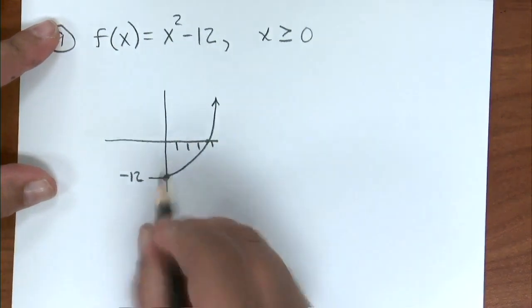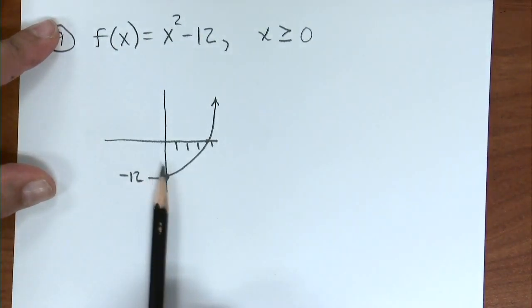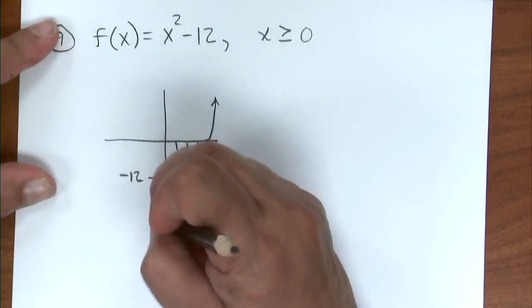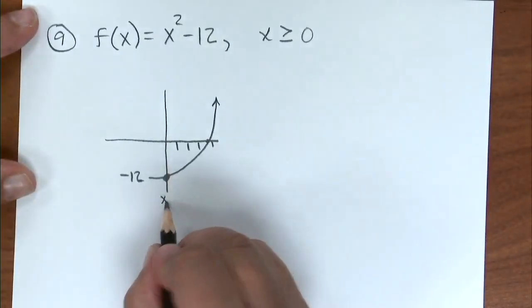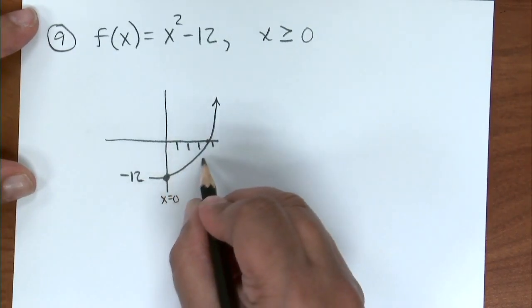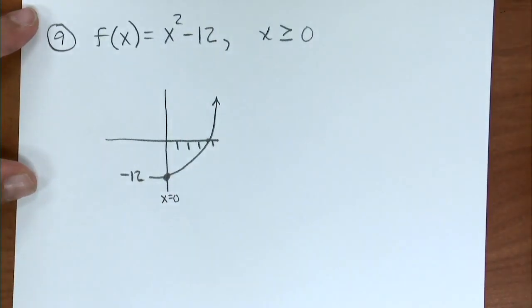That way, all these x's that are on this curve right here, they're all associated with x values that are greater than or equal to 0. Right here, x is equal to 0 at that point right there. And then all these are x values that are greater than 0.